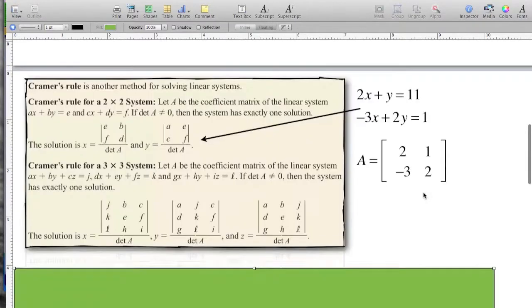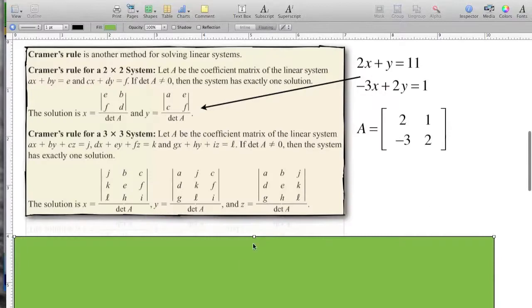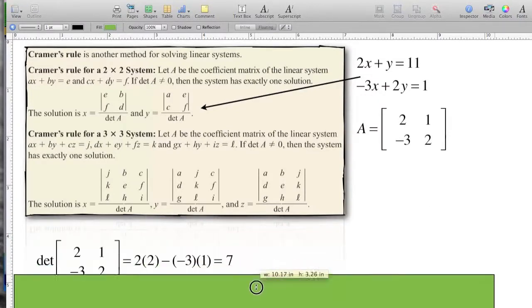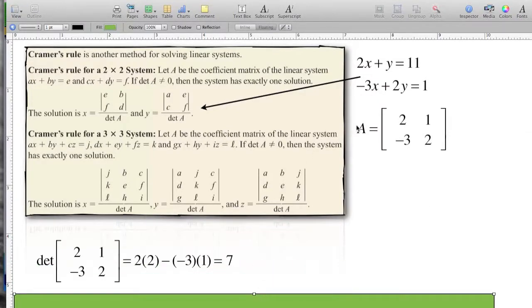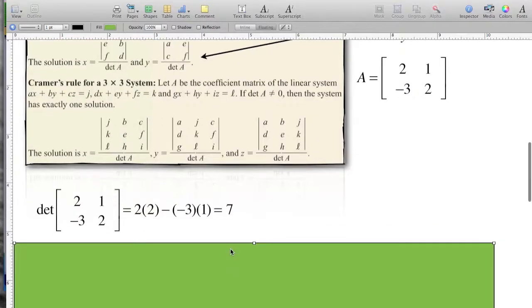The next thing we need to do is find the determinant of that particular matrix. So let's scroll down and look at that determinant. A 2 by 2 is simple. It's just like 2 times 2 minus -3 times 1. You can see that here. 2 times 2 is 4. Minus a -3 would give me +3. So 4 plus 3 is 7. And that's my determinant. Now, that's not the end of it.